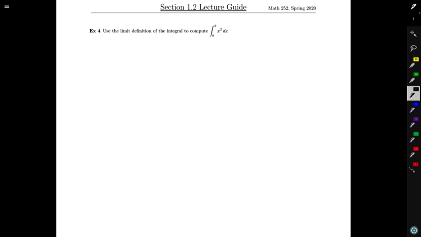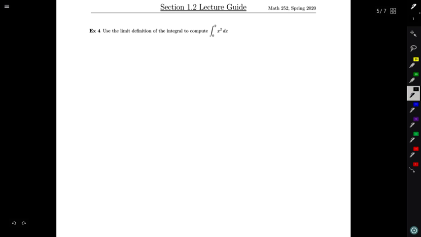All right, this time we are going to do everybody's favorite problem type, which is the one that begins with "use the limit definition of something." So here we're going to use the limit definition of the integral to compute this integral from 0 to 2 of x squared dx.